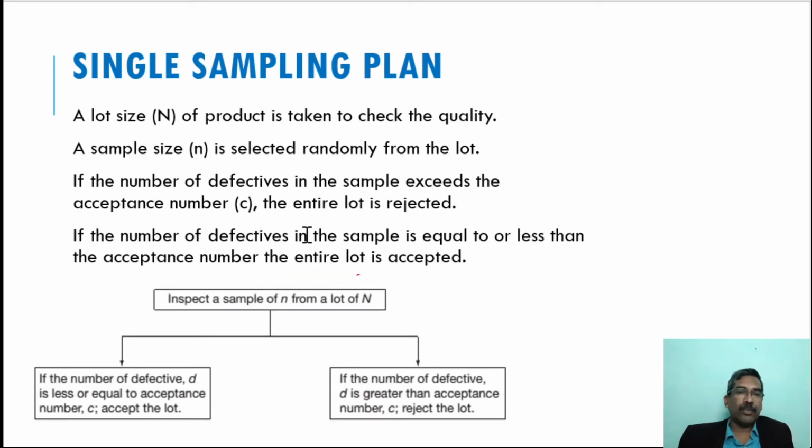Now this is the concept of the single sampling plan I have shown in this flow chart. Inspect the n items out of the capital N lot. Then if the number of defectives in this sample is less than or equal to the acceptance number, that is C, then accept the lot, and if it is greater than C, then reject the lot. So this is single sampling plan.